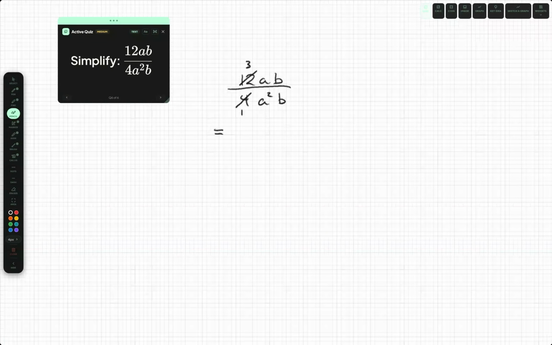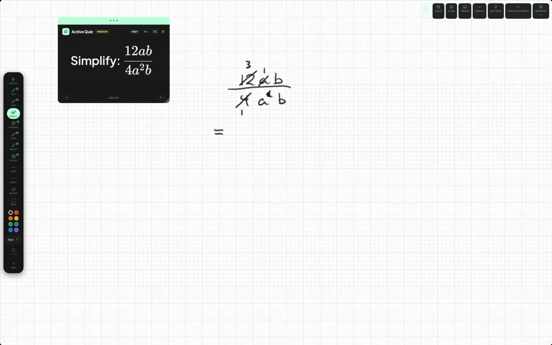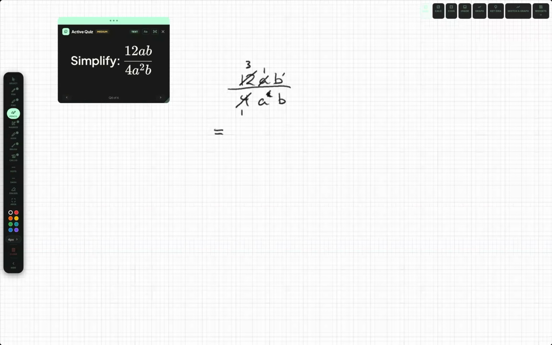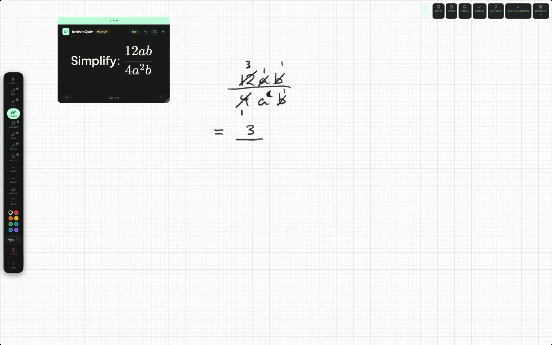Okay, what's a common factor between a and a squared? A is. Let's divide the top by a and we get 1, and the bottom by a and we just get a to the power of 1. Then we have b and b. So what's a common factor between b and b? It's b. Dividing both by b gives us 1. And so we're left with 3 times 1 times 1, which is just 3, divided by 1 times a times 1, which is just a. So we're left with 3 over a, and that's fully simplified.